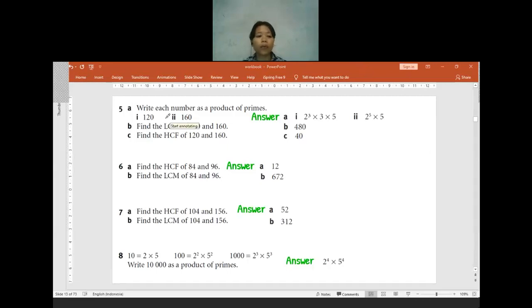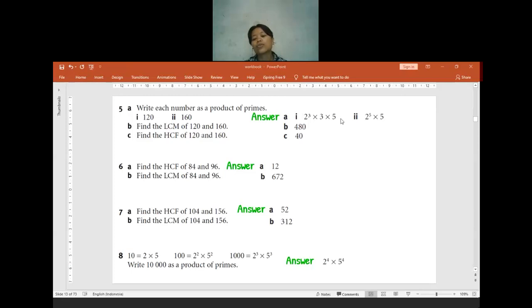Okay, for question 5, write the number as a product of primes. To get the product of primes, the first thing you have to do is make a factor tree. I did not show the factor tree because there will be many different types of factor trees. As long as in the end of your factor tree there are 3 twos, 1 three, and 1 five, you can write the product of primes as 2 to the power of 3 times 3 times 5.